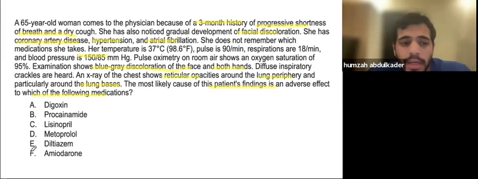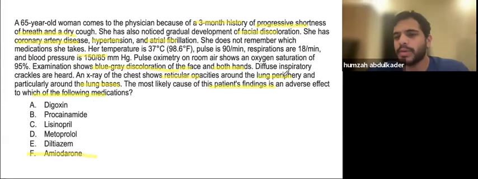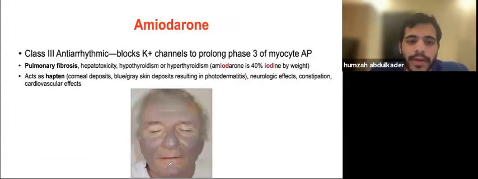So you guys are already saying it. It is F, amiodarone. What gives away that it's amiodarone? Blue-gray discoloration, reticular opacities, lung periphery. So we said that amiodarone has a lot of adverse effects, right? Included in those effects is blue man syndrome, blue-gray deposits. Additionally, pulmonary fibrosis, which we saw in this question stem.